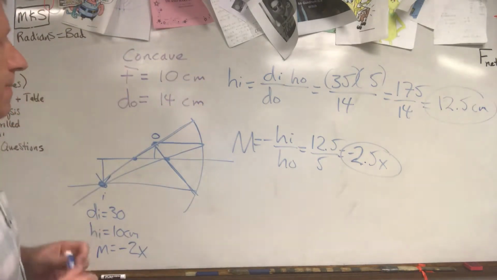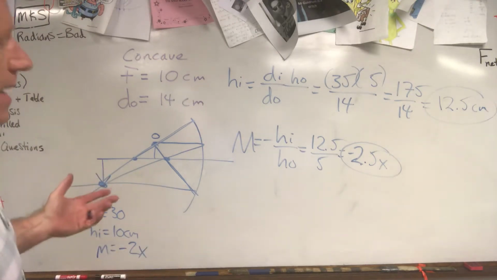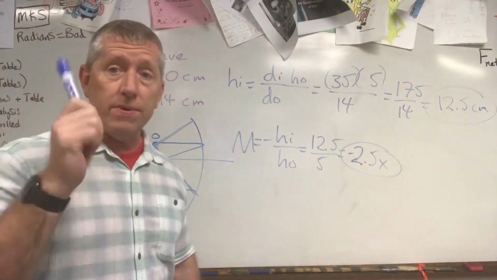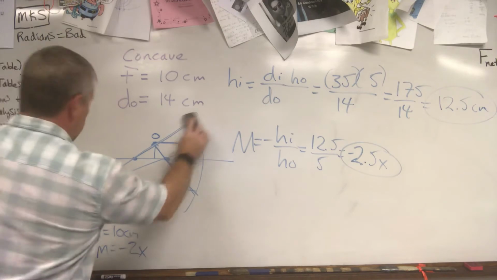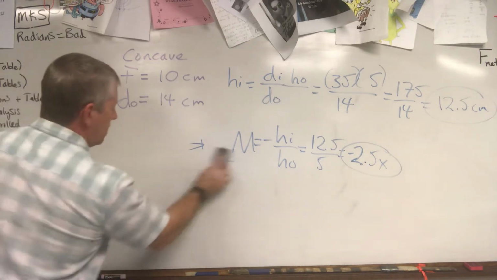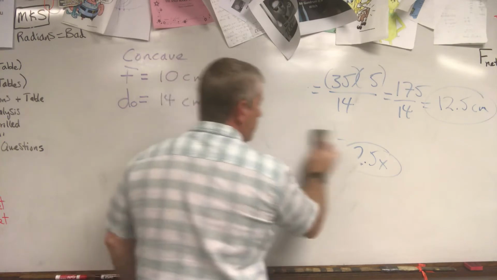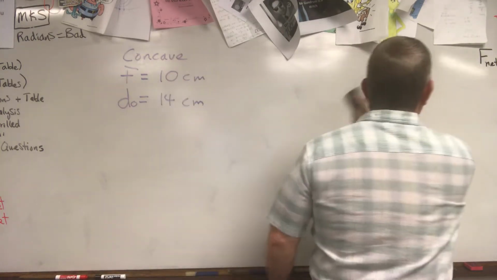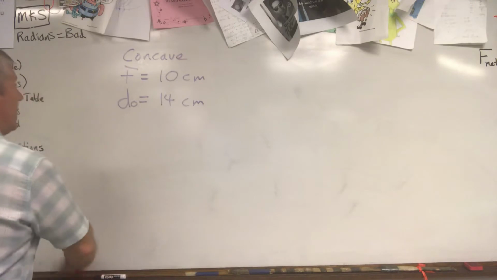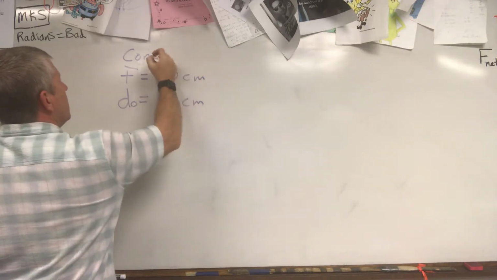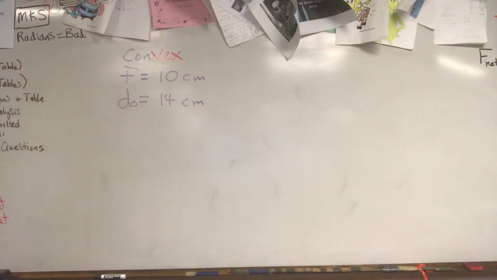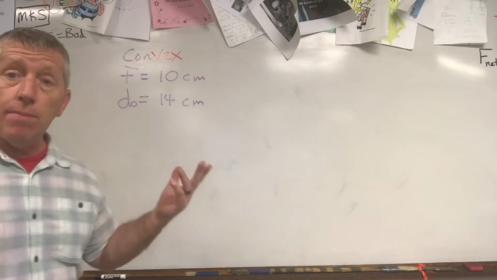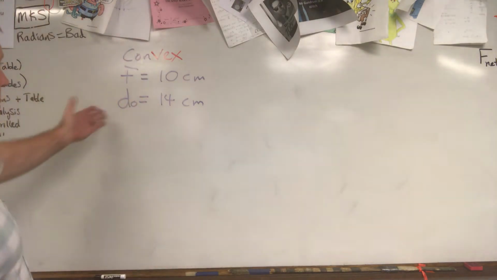All right, so now, like I said before, you might say, well, you're always going to get a negative. No, you won't. Okay, let's do one where you won't always get a negative. Let's do another one. So this time I'm going to do one where we have a convex mirror. So we're shifting to convex mirror, and I'll keep the numbers here the same. I'll use the same numbers, focal length 10 and the object 14. Okay? So at convex, what happens this time?